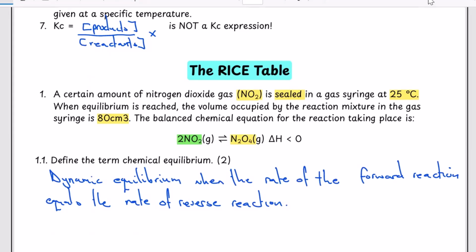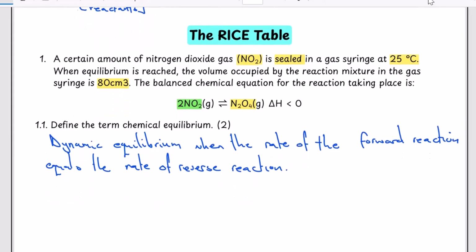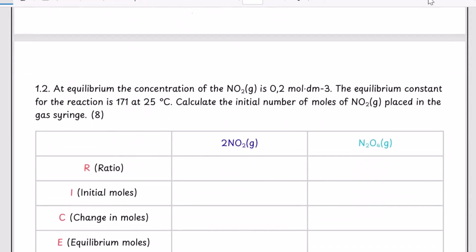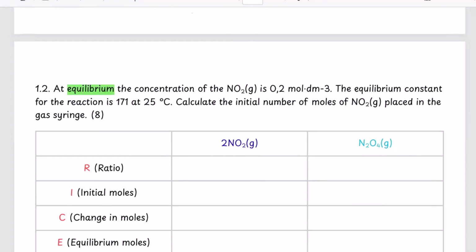Okay, so this is what we are having there as a definition for chemical equilibrium. Then we proceed to the next question that is going to be based on the RICE table. Now this is a continuation: at equilibrium, the concentration of NO2 gas is 0.2 mole per dm cubed.